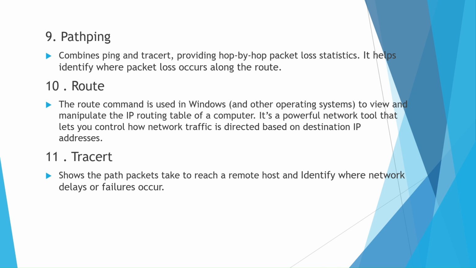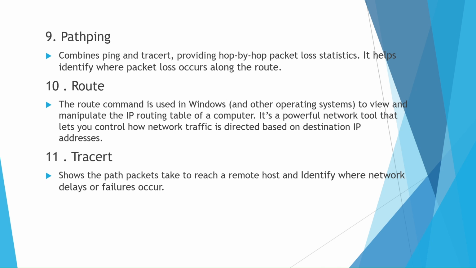Next is the route command. The route command is used in Windows and other operating systems to view and manipulate the IP routing table of a computer. It's a powerful network tool that lets you control how network traffic is directed based on destination IP addresses. The 11th command is tracert. It just shows the path packets take to reach a remote host and identifies where network delays or failures occur.